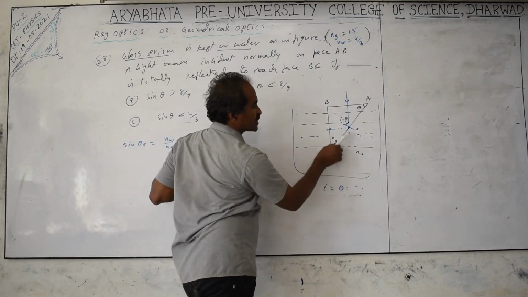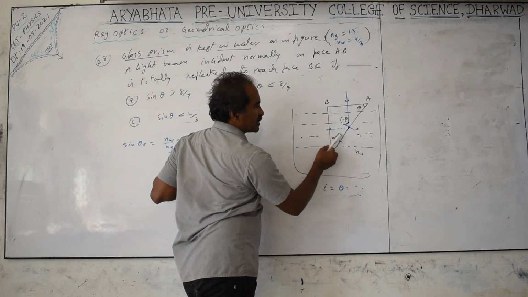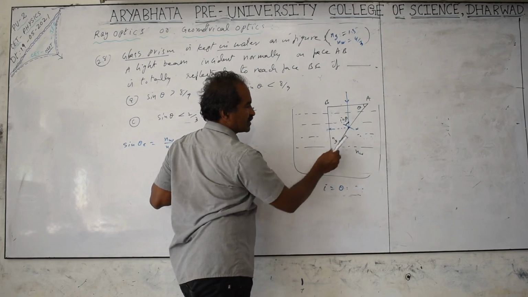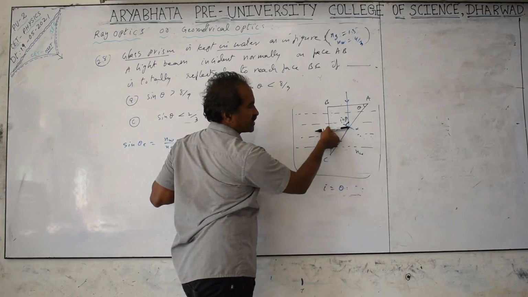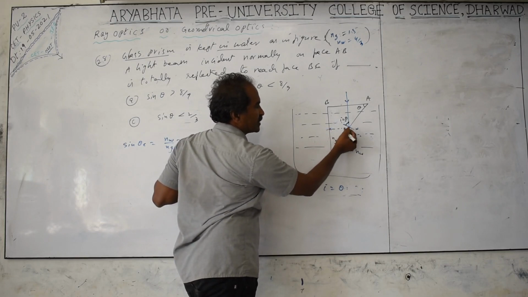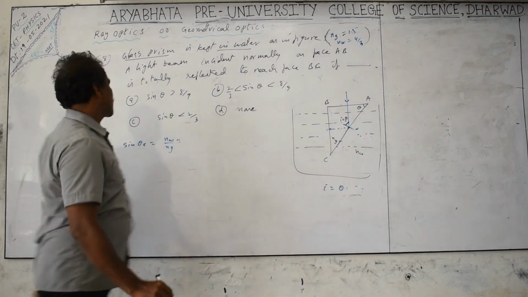Light travels from glass to water, meaning denser to rarer medium, which is one condition, and the angle of incidence should be greater than the critical angle to reach the other surface here. For any angle just greater than the critical angle, total internal reflection takes place, and the angle of incidence becomes equal to the angle of reflection, I equals R. But the minimum condition we take is for the critical angle.